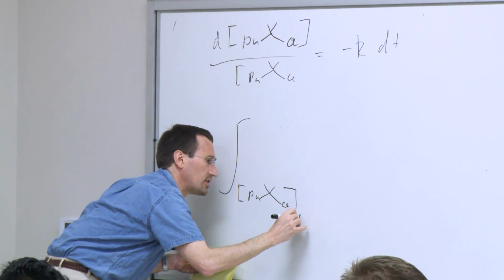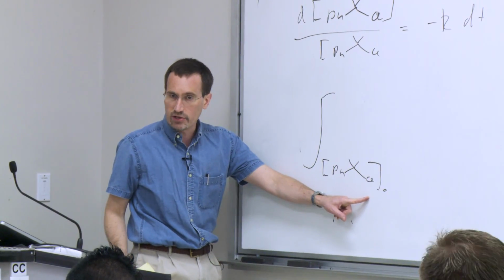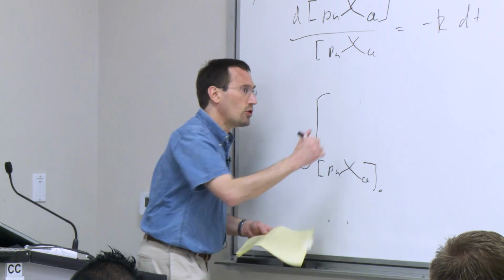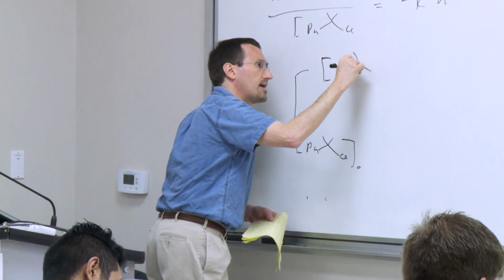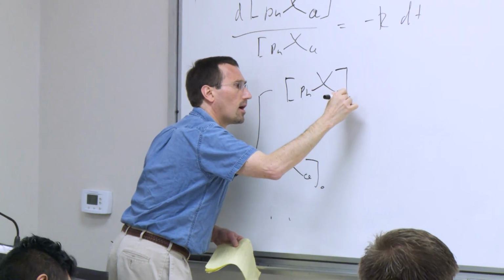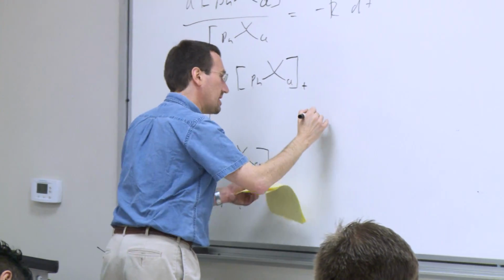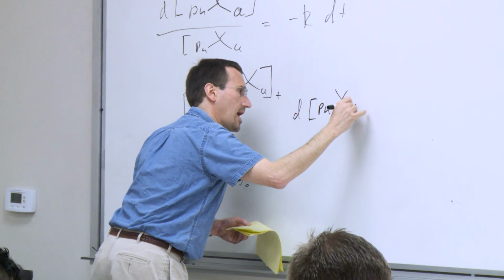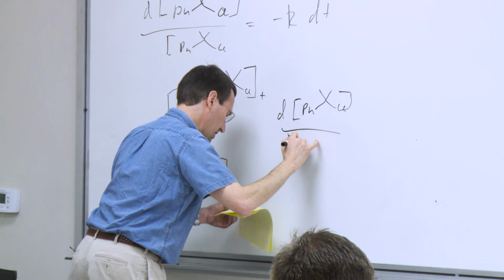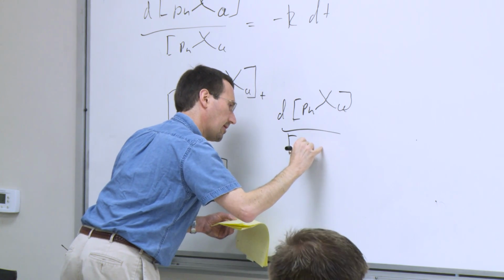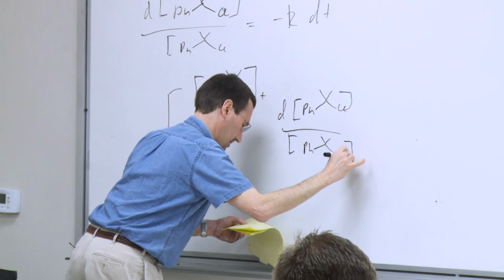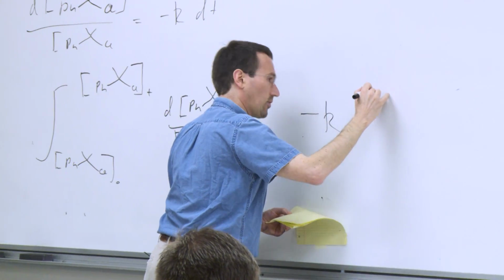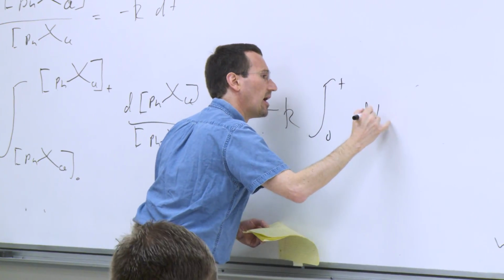We're going to integrate our concentration of reactant from the initial concentration, our starting concentration, say 0.1 molar, to whatever it is at time t, and that becomes the integral of d reactant over concentration of reactant, and that's equal to negative k times the integral from 0 to time t of dt.